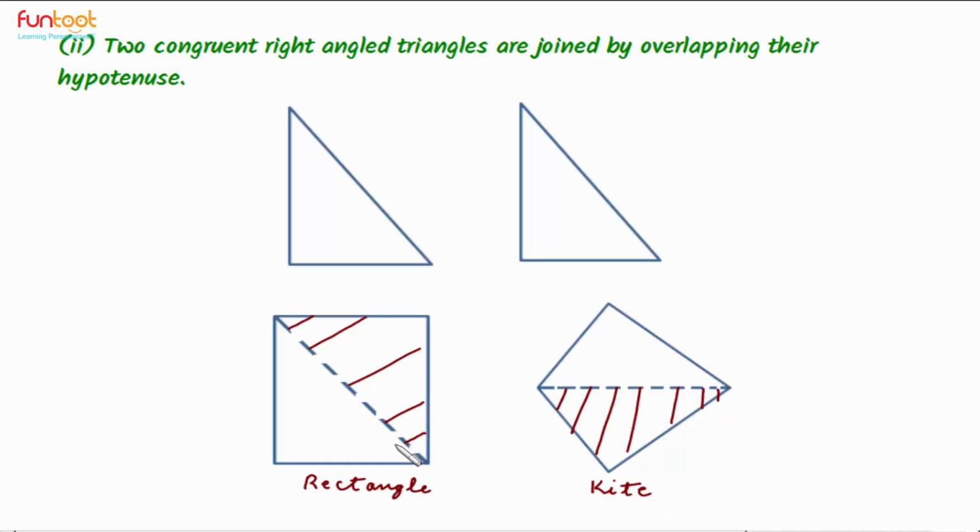To understand the difference between these two figures, we can name the original right-angled triangles. We can call this ABC and this PQR. In the first case, that means when we form a rectangle, A is joined to Q and B is joined to P. So then we get a rectangle, and if we flip this right-angled triangle and join A to P and B to Q, then we get a kite.